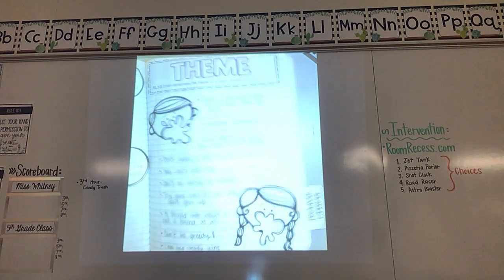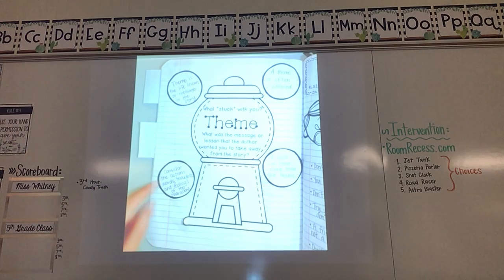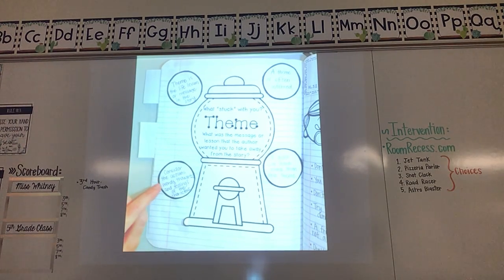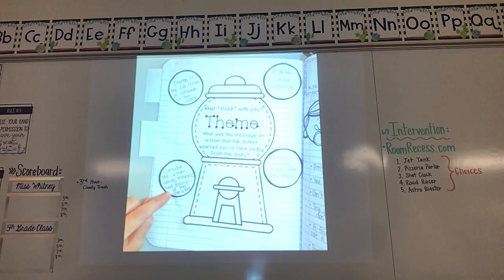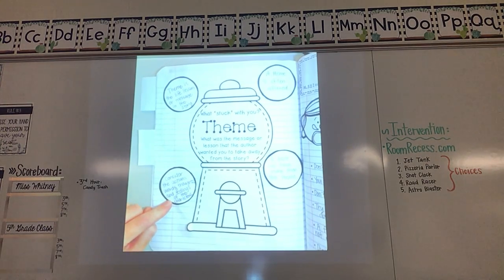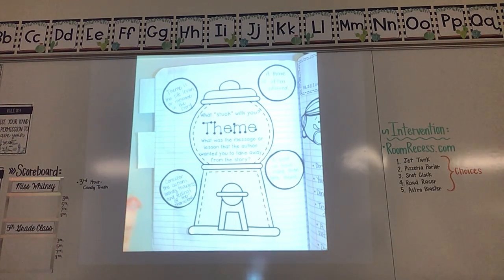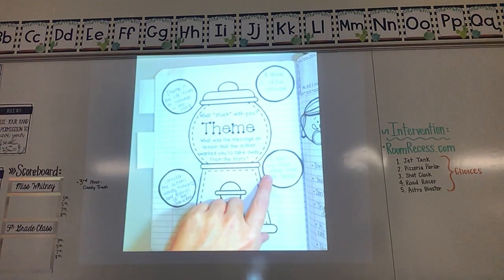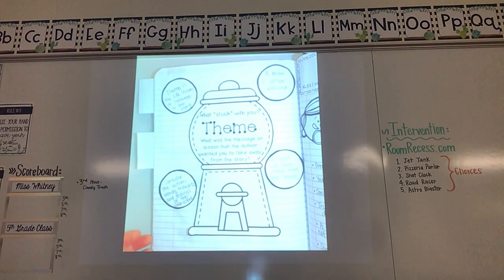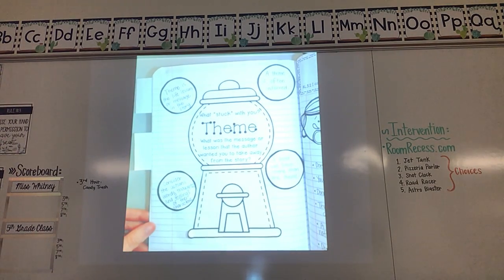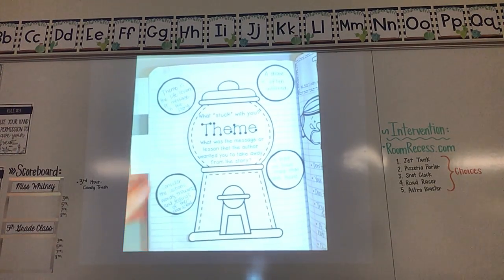And to do that, sometimes we have to consider the actions, words, thoughts, and feelings of the characters. We have to think about, what did the characters do? Should they have done that or should they not have done that? And that can teach me some type of lesson. Okay, that's a lesson in the story. There can be more than one theme in a book. So you might find several different lessons that could go for the same story.